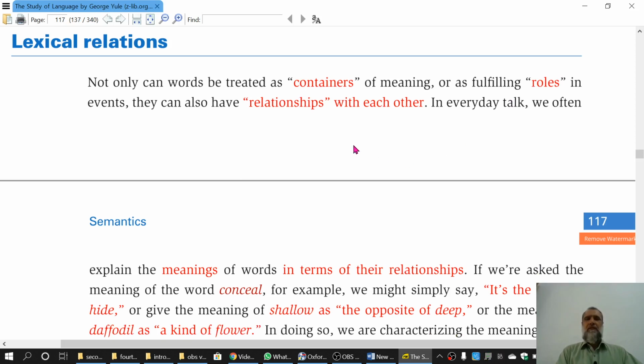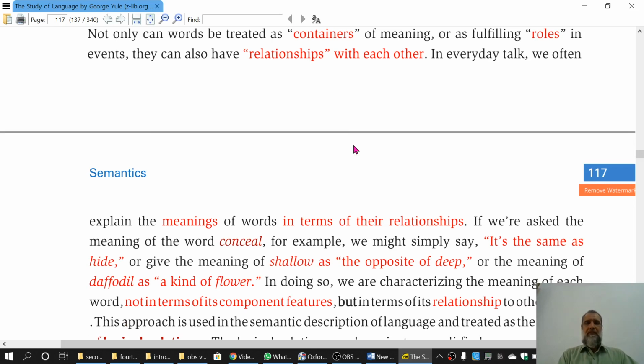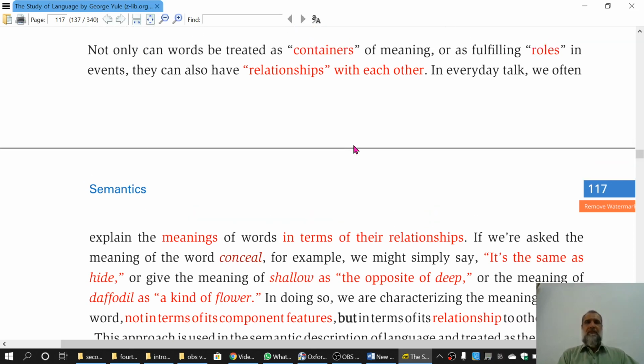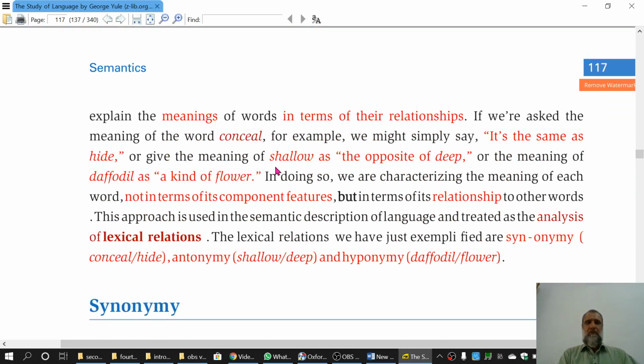words have relationships with each other, and one word can be explained or can give you the meaning with the help of the other words. So this relationship is described here, and this relationship is referred to as lexical relationships. So we understand here meanings of words in terms of their relationships. For example, conceal is a word, and in order to understand its meaning, we say it's the same as hide. And we are actually talking about the sameness of meaning, which we'll discuss on the topic of synonymy.